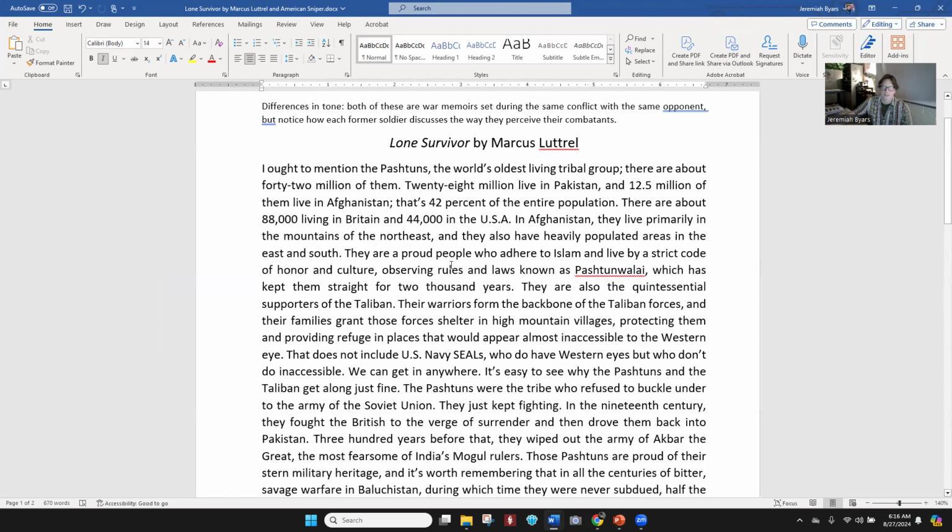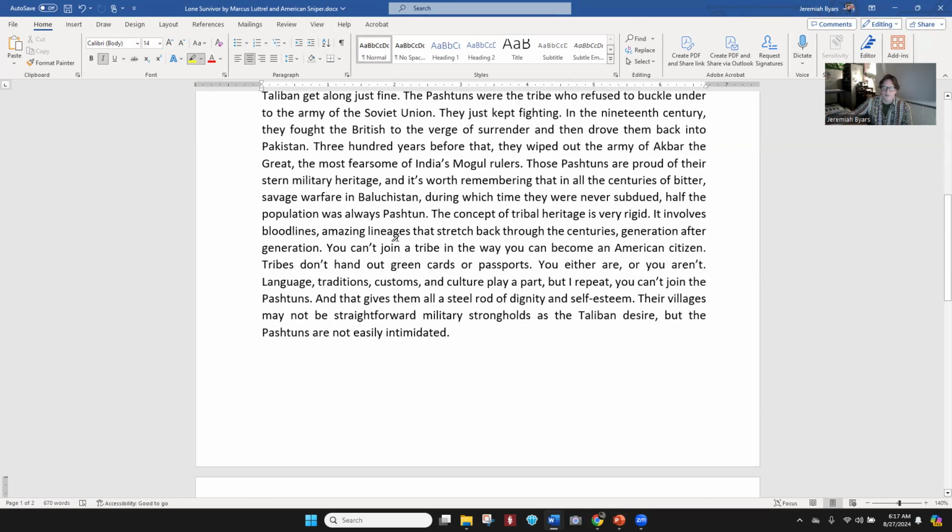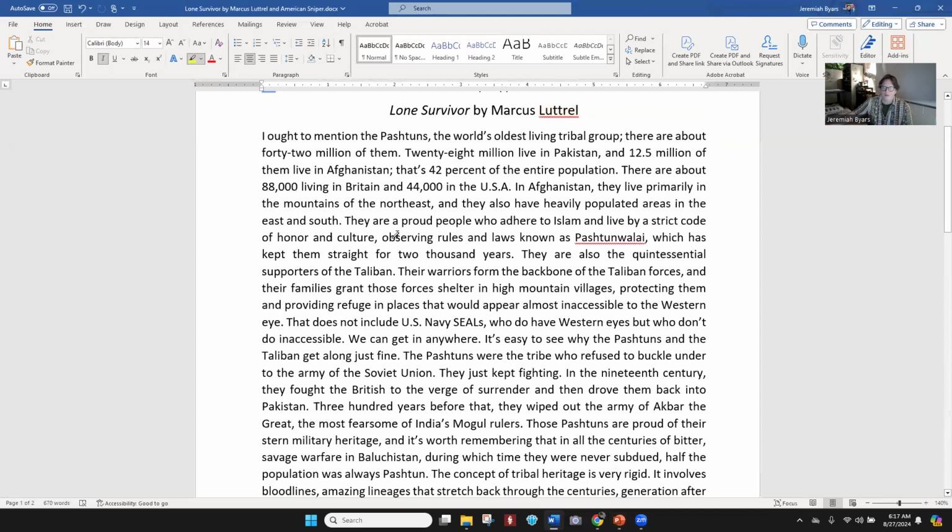Let's look at this. This is an excerpt from Lone Survivor by Marcus Luttrell. And I'm going to highlight tone words, okay? I'm going to read it, and I'm going to highlight words that reveal his tone. All right, here we go.